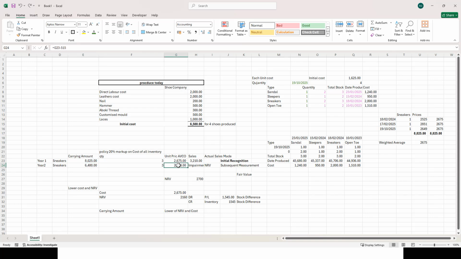If the carrying amount was, let's assume the NRV was 3,000. If NRV was 3,000, what would be our carrying amount? Lower of cost and NRV, which one is the lower? So the cost will now become what?